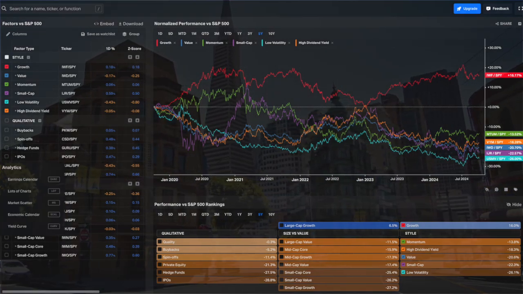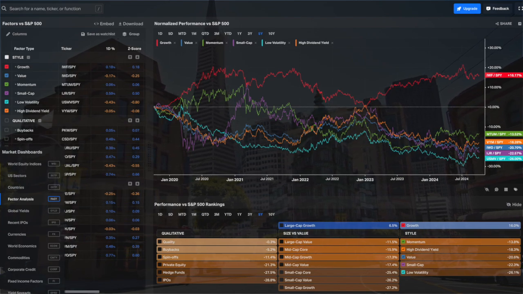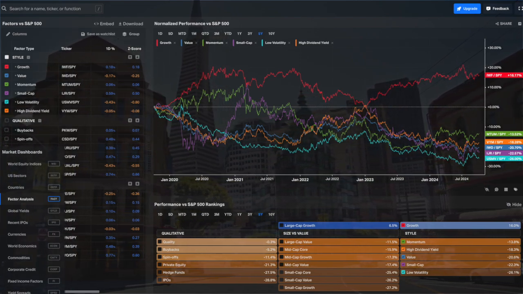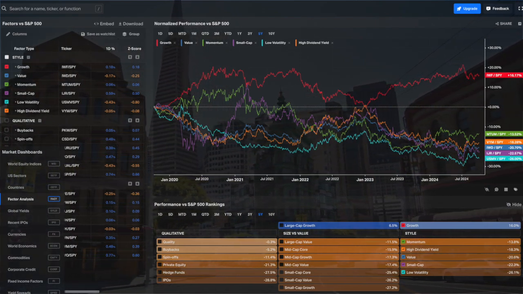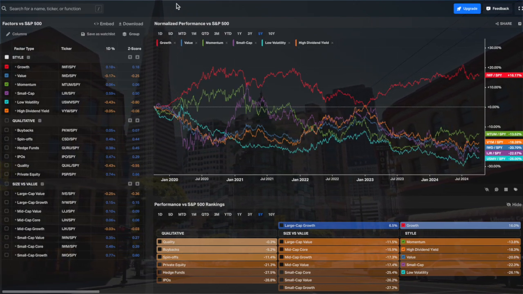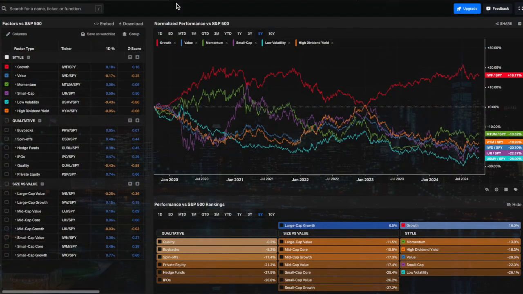So in the market dashboards of Koyfin, these are the pre-built dashboards that you have on the left side here. We have a few of them. We're going to look at the factor analysis one today. You can't basically edit these tabs, but they're pretty good already.